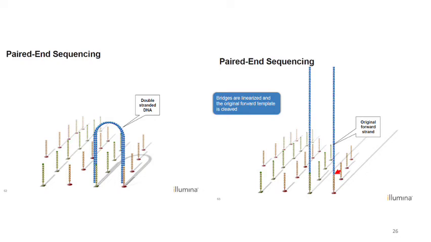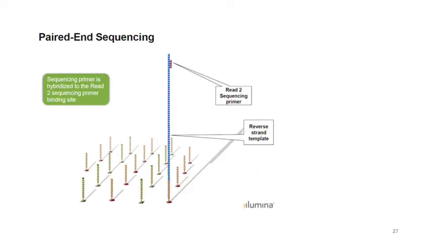Next, the double-stranded DNA is denatured, so only the single-stranded DNA is hybridized to the flow cell. Subsequently, the forward strand is cleaved off and washed off the flow cell, leaving only the reverse strand hybridized to the flow cell. This is shown on the right-hand side of the slide. The reverse strand is now ready for sequencing. The read 2 primer hybridizes to the complementary sequence in the adapter on the reverse strand, and sequencing by synthesis begins.